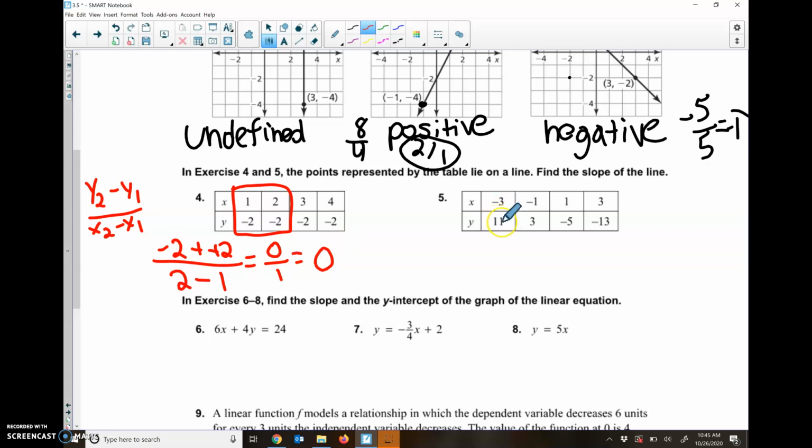Same thing here. I'm actually going to go backwards here because that'll make this math easier for me. So I'm going to do 11 minus 3 over negative 3 minus 1. It doesn't really matter if you do left to right or right to left. Just make sure, since I went left to right with my y's, I go left to right with my x's. So 11 minus 3 is 8. Negative 3 minus a negative 1 turns into plus, plus, ends up giving me a negative 2. So then my slope ends up being a negative 4.